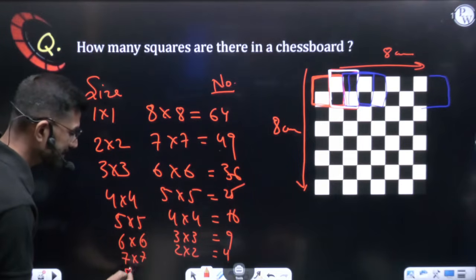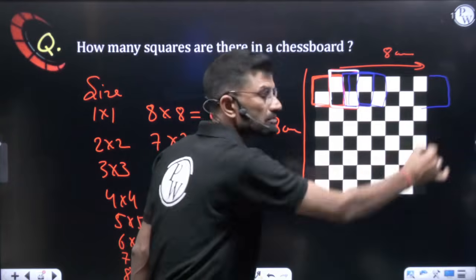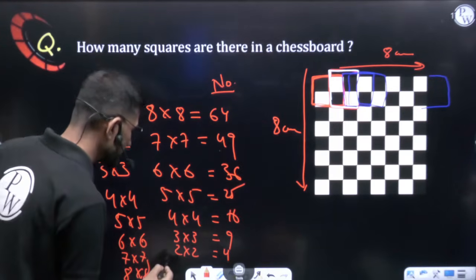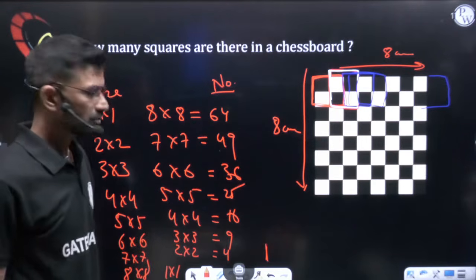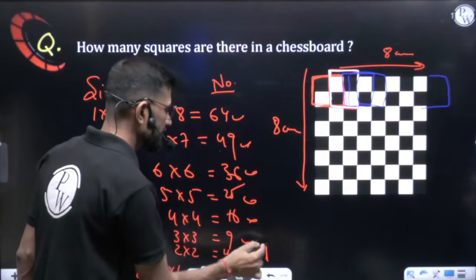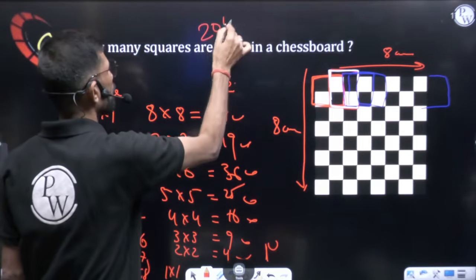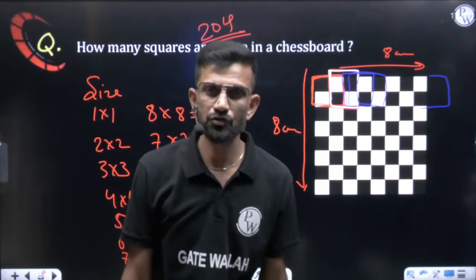And 8 centimeter by 8 centimeter means the complete chessboard they are talking about. The size 8 centimeter by 8 centimeter, you will be getting 1 into 1, that is obviously 1 square. So total, adding everything, you will be getting 204 squares in a chessboard. There are total 204 squares.